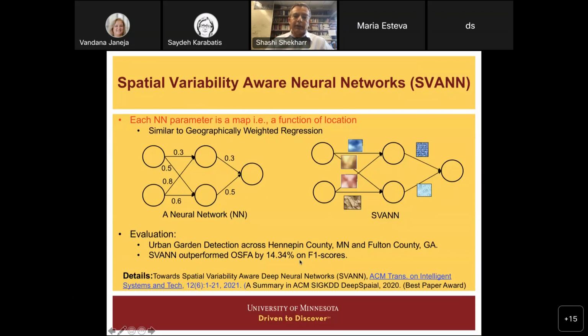Initial work shows that if you do that, even if you separate a few locations, your classification accuracy improves for detecting objects like urban gardens and so on. But it's very early work. The idea of GWR, taking it to other models, can also pay off. So that's basically the message here.